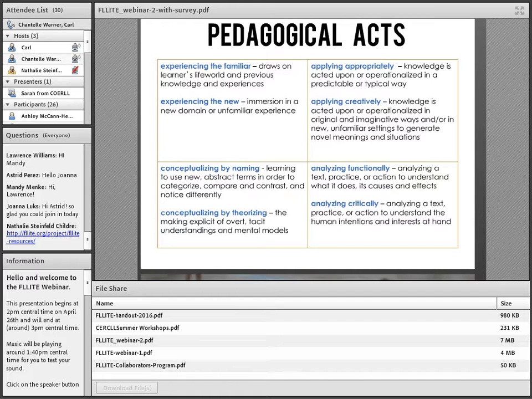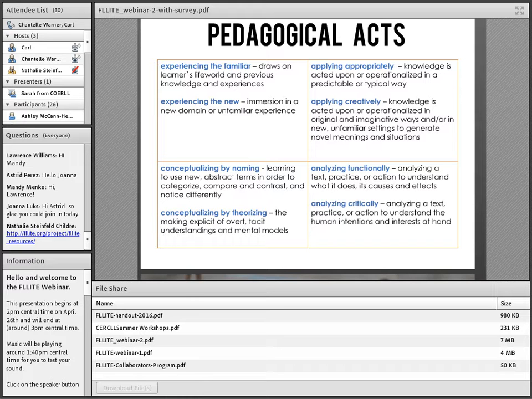Moving over to the right, in analyzing, we look at functional ways in which language is used, so its causes and effects, but we can also look critically at the particular kinds of interests and intentions that it represents. And I think some of you were already starting to do that very much with the poem we had a second ago.